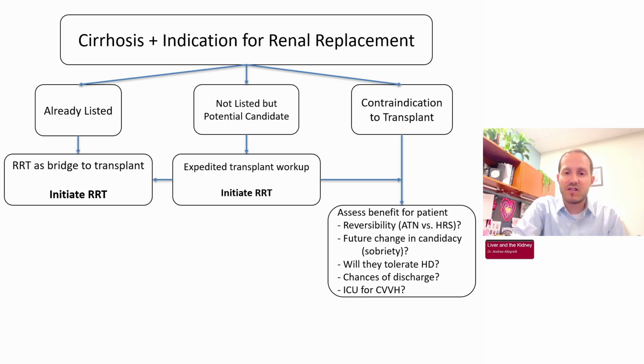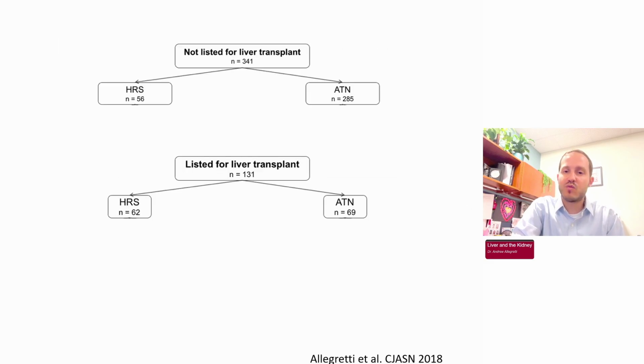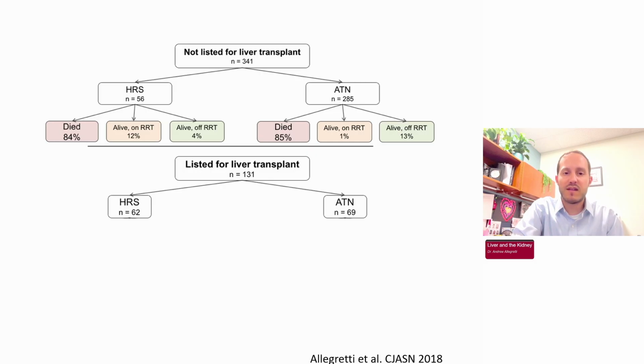Will they tolerate HD? Will they make it out of the hospital, or will they wind up in the ICU on continuous renal replacement therapy? It doesn't really matter what their etiology of AKI is. If you're not listed for transplant at 6 months, you have a very low chance of being alive, and certainly alive and off dialysis is quite rare.